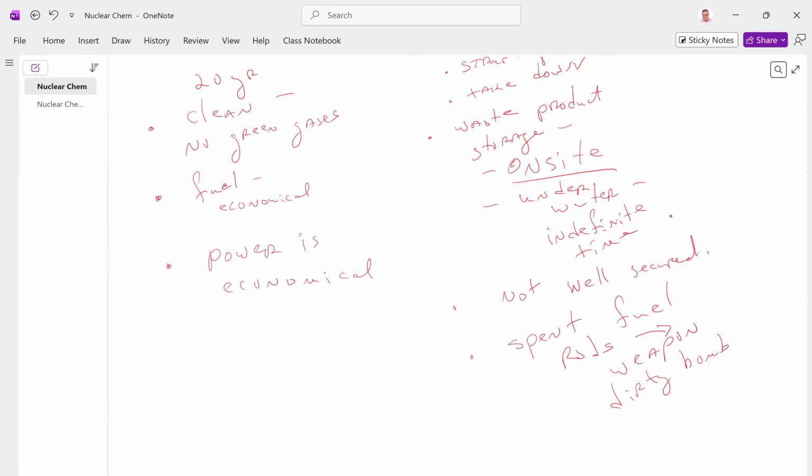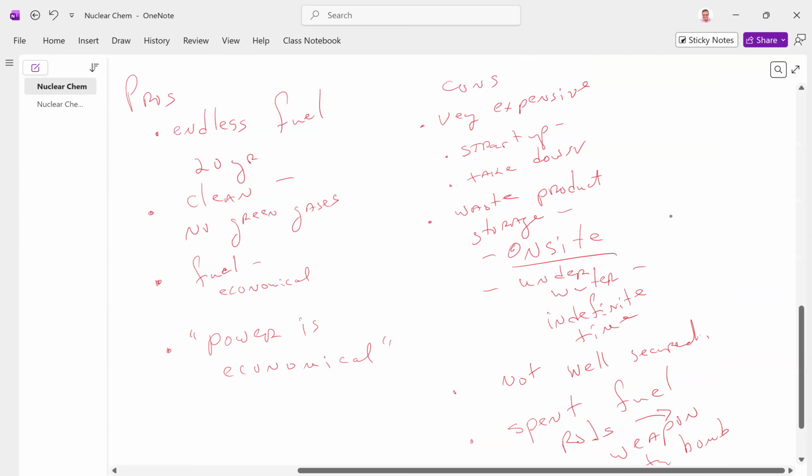Power is economical, but it has to be put in perspective of the build up costs and tear down. So it depends how you look at that. So I'm going to put that in parentheses. Okay, so that's pros and cons for each one.